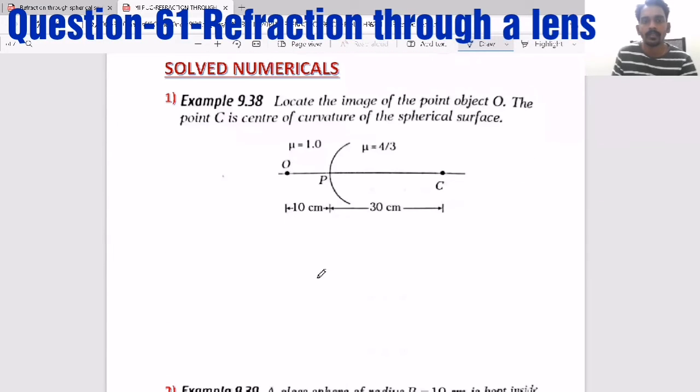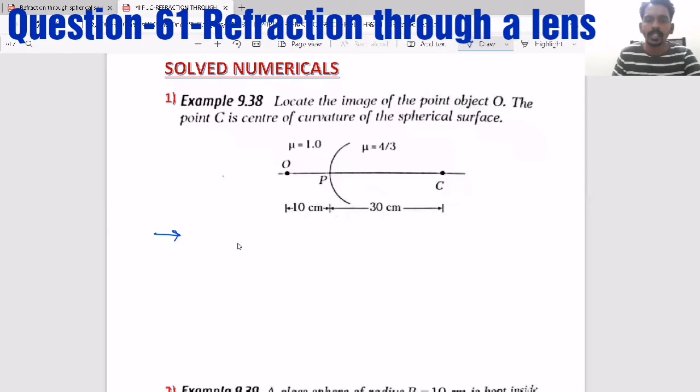Now let's take a few examples based on whatever we have discussed. So it's all about refraction through a spherical surface, refraction through a lens, the focal length of a lens and its dependence on the medium, the lens maker's formula, and magnification produced by a lens. Now let's take the very first question. Locate the image of the point object O.